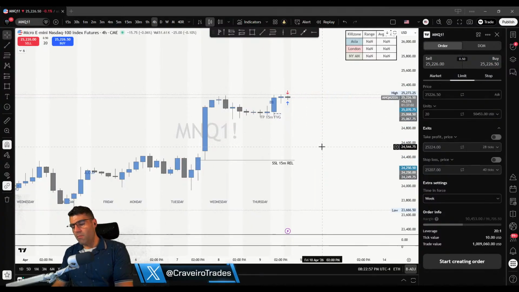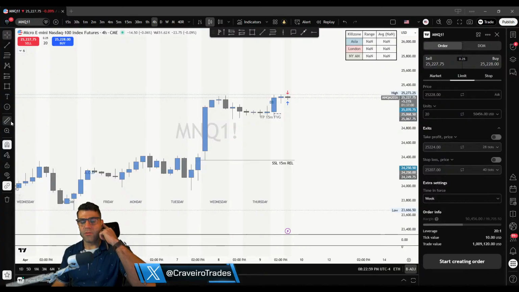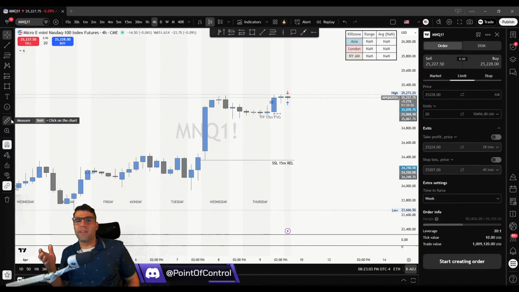If you're doing it from a mobile device, you will want to use that measuring tool. The mobile device interface is very friendly. It is laid out a little bit differently. A lot of your tools are going to be at the bottom.